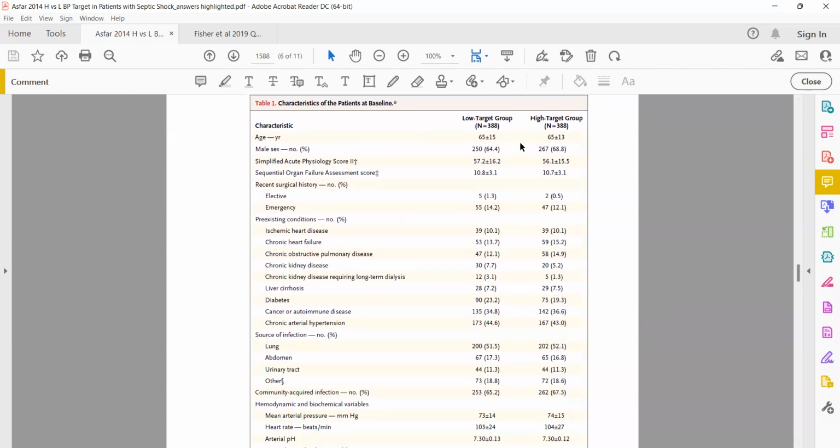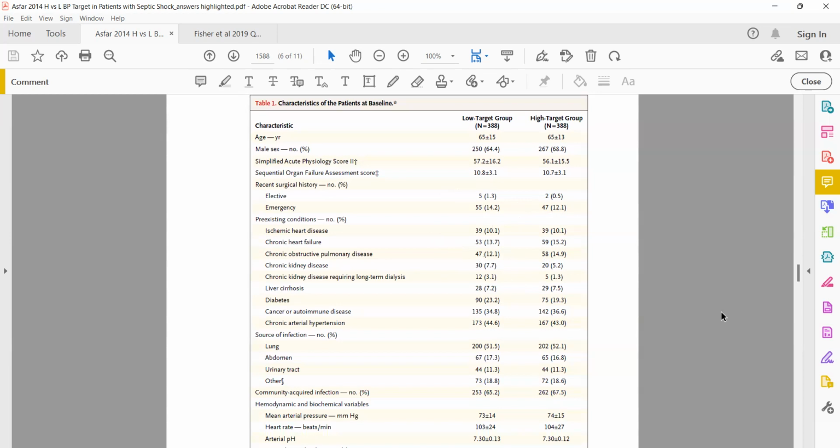So both were kind of similar in age. They looked at the number of men in each group, or males, I'm sorry. They looked at different scoring, organ failure assessment. They tried to look and say, well, these are kind of similar, but not in some ways. Look at the surgery in the low versus high target. The pre-existing conditions, they kind of synced up. In some ways, there's differences like COPD.